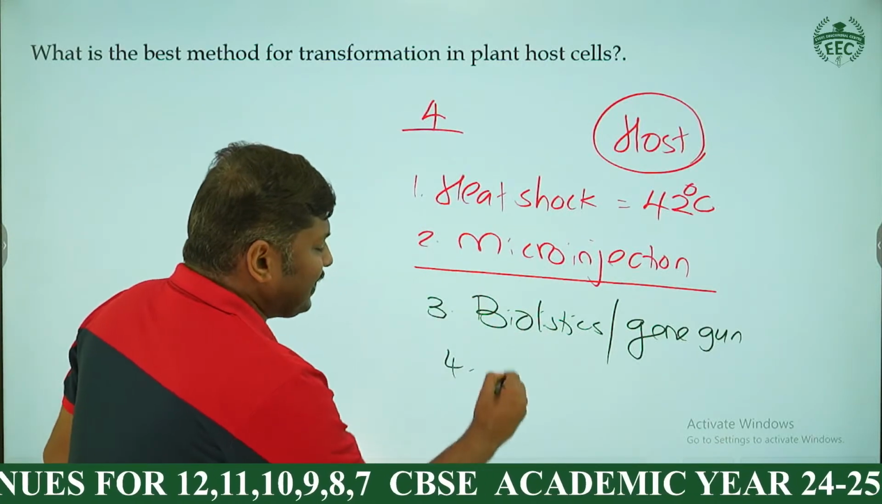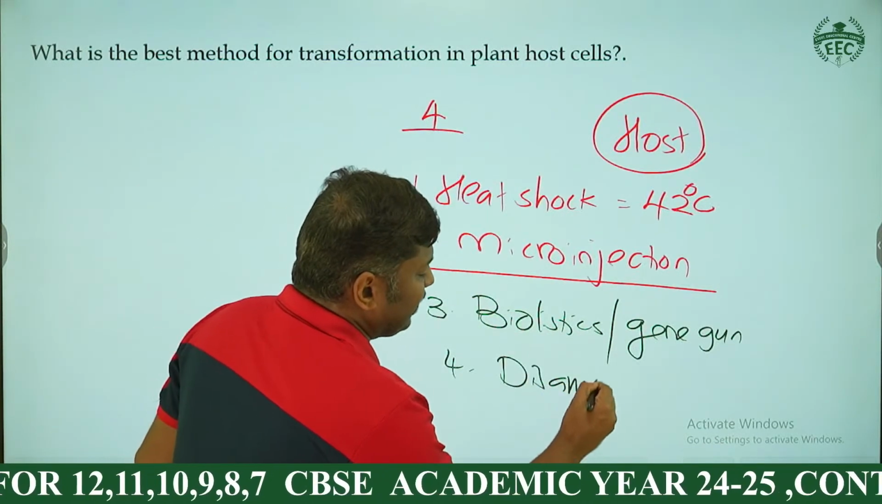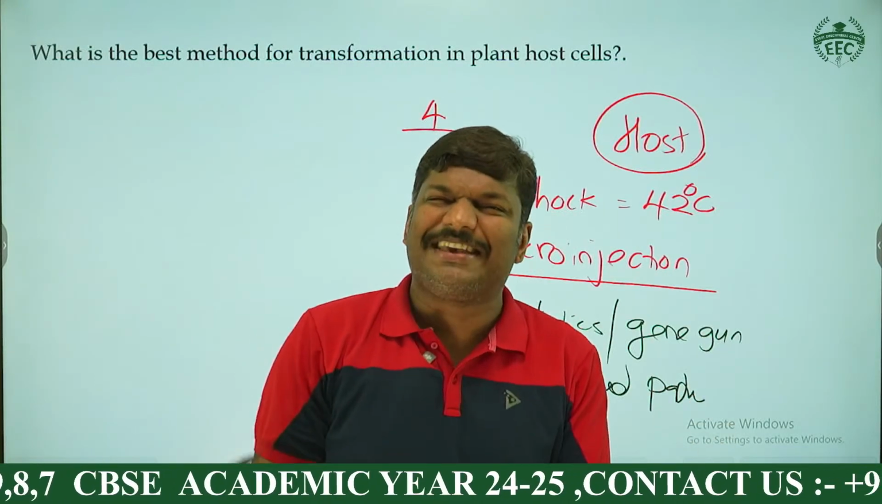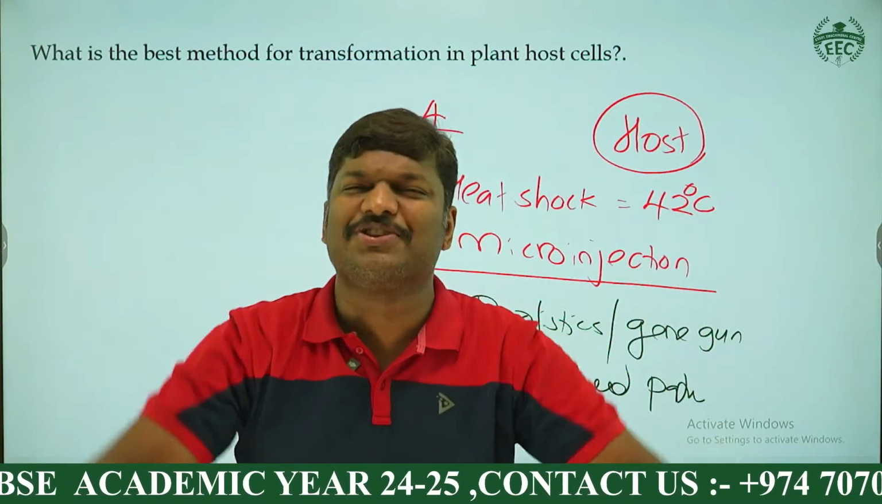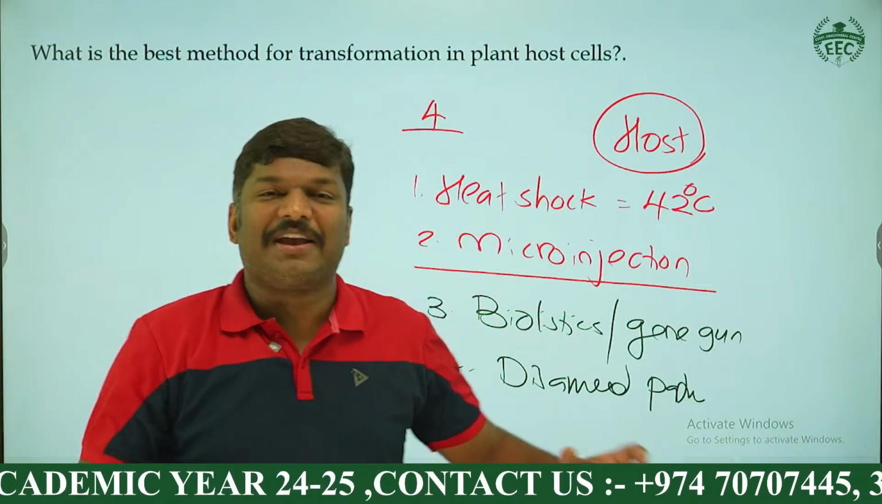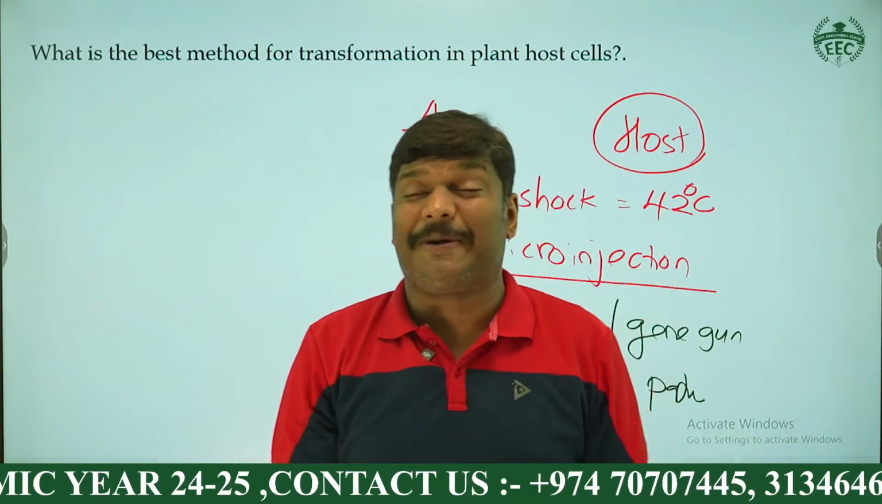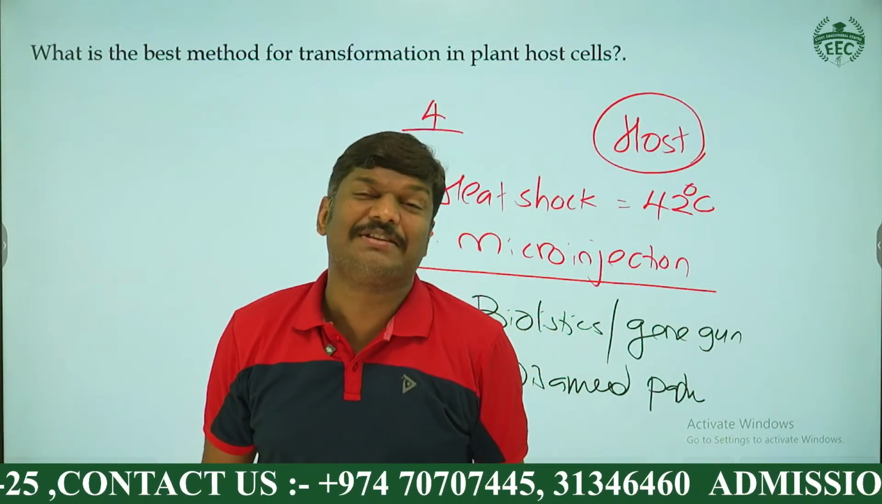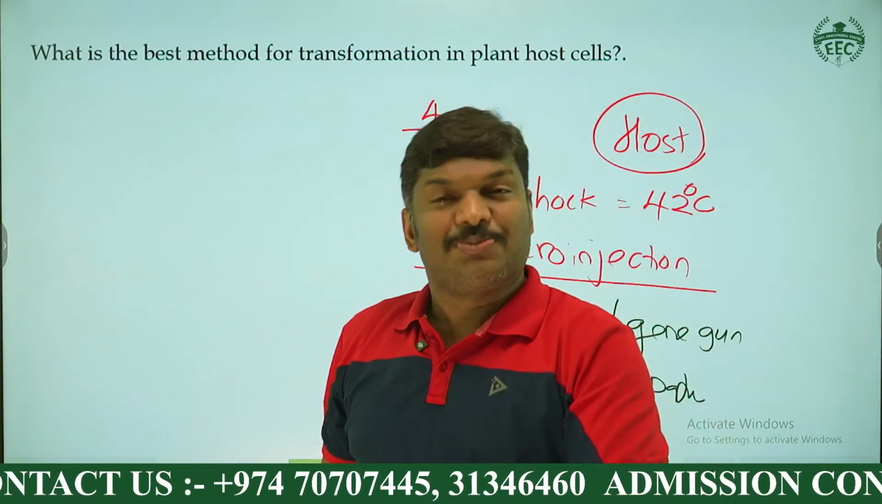And the fourth one is the disarmed pathogen. Disarmed pathogen, we already discussed. What is that? Taking a pathogen and making it inactive by inserting the foreign gene, insertional inactivation. And we can convert a pathogen into a disarmed pathogen. These are the four methods for making a host competent, or we can say that these are the four methods for transformation.